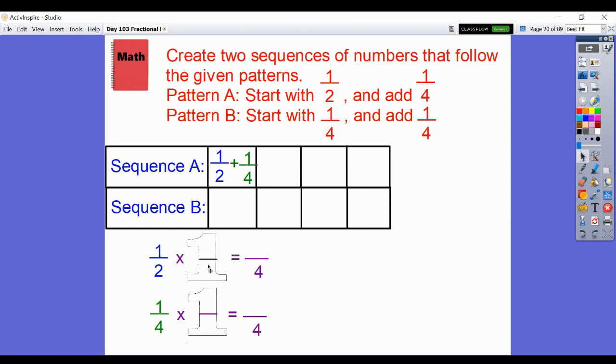1/2 times something equals 4 in the denominator. Well, what would you multiply the 2 by to get 4? 2. Whatever you do to the denominator, you must do to the numerator. So it would be 2/2 times 1/2 equals 2/4. Please write this down in addition to what we're doing with the array. And 1/4, you just multiply a 1 times a 4. Whatever you do to the denominator, you must do to the numerator.